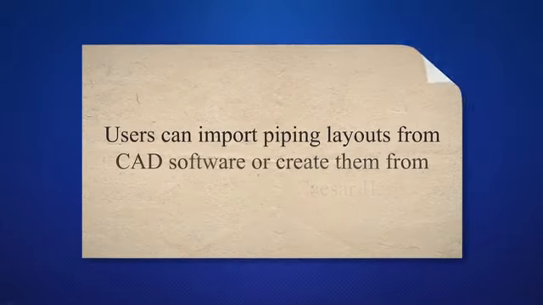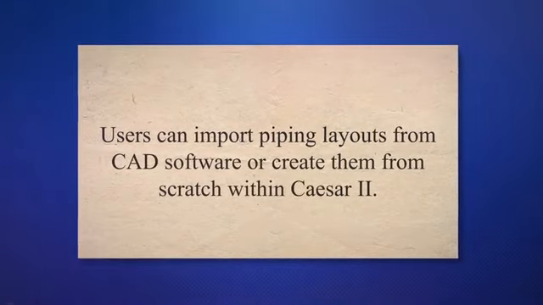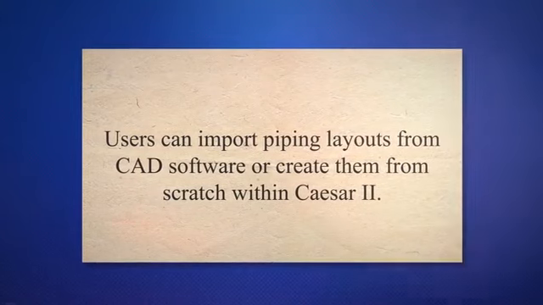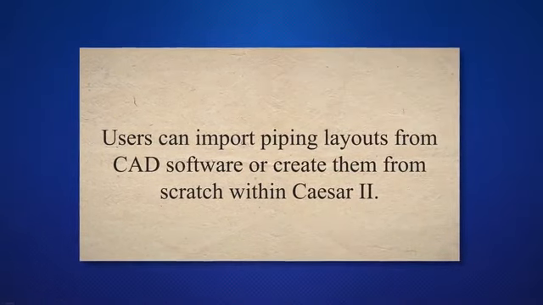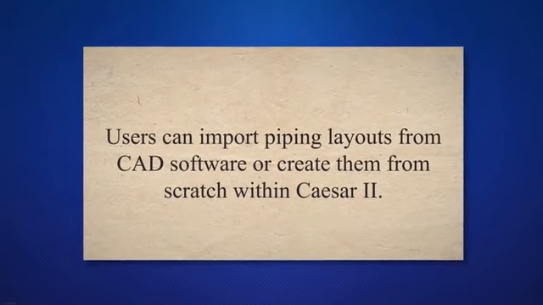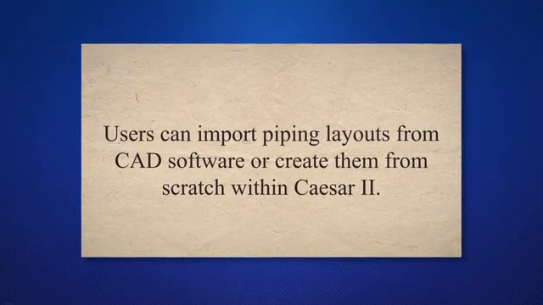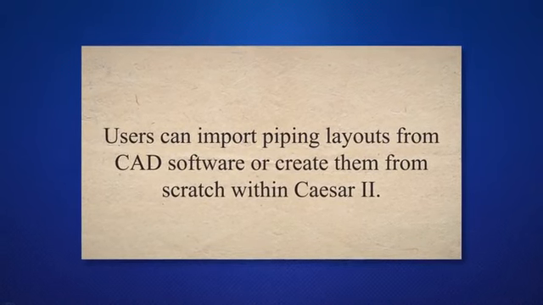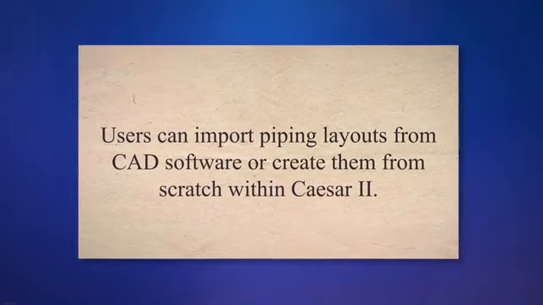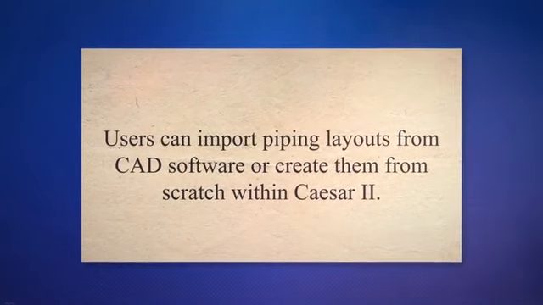The first step in using CESA2 is creating a detailed 3D model of the piping system. This includes defining the geometry, components, and material properties of the pipes. Users can import piping layouts from CAD software or create them from scratch within CESA2.